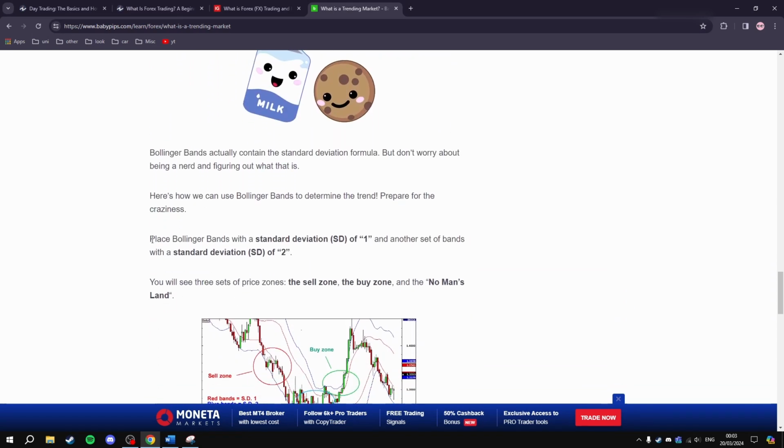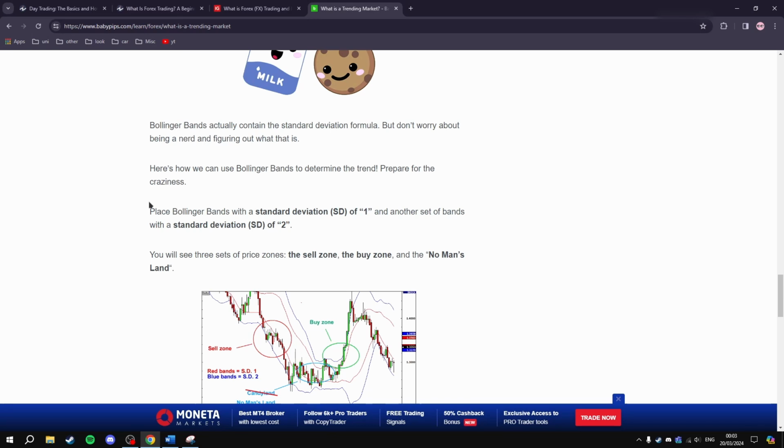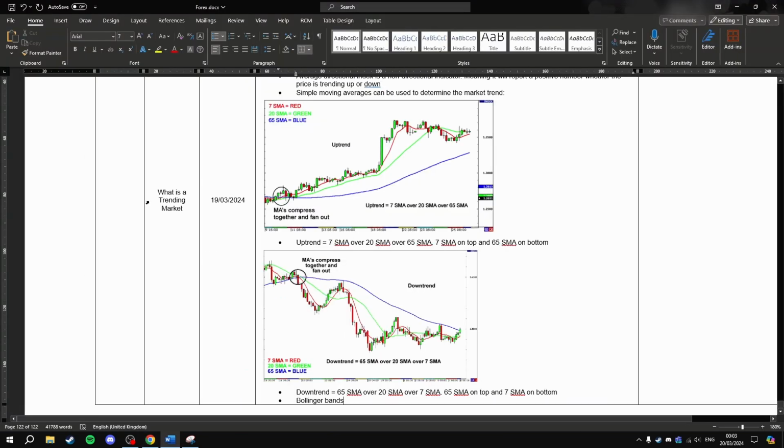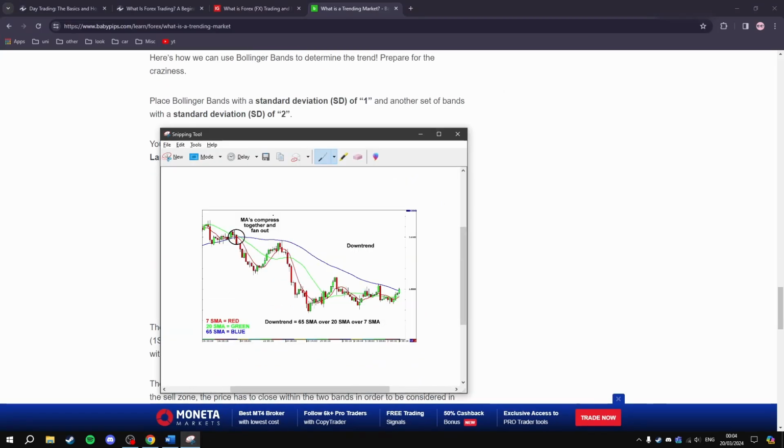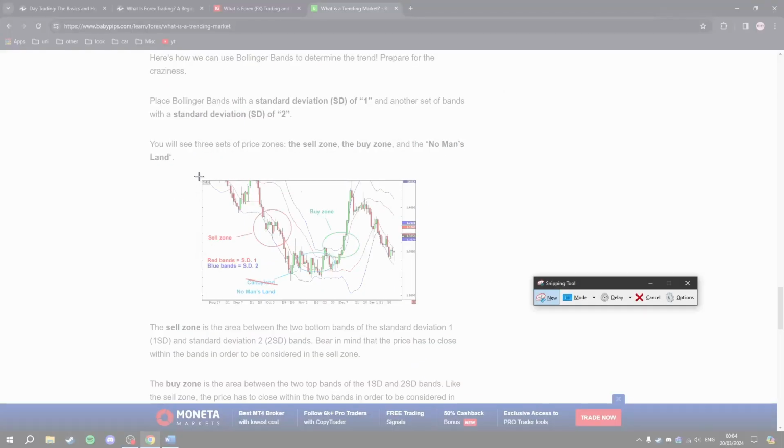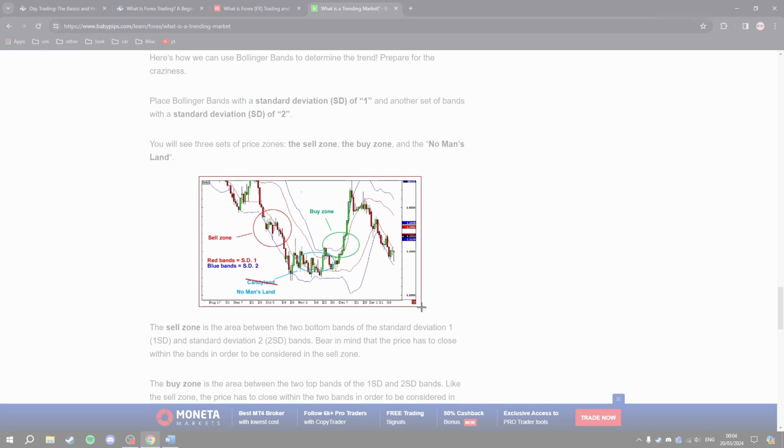Bollinger Bands contain the standard deviation formula. I think it should be much easier for me to just include this photo and explain what the photo means.